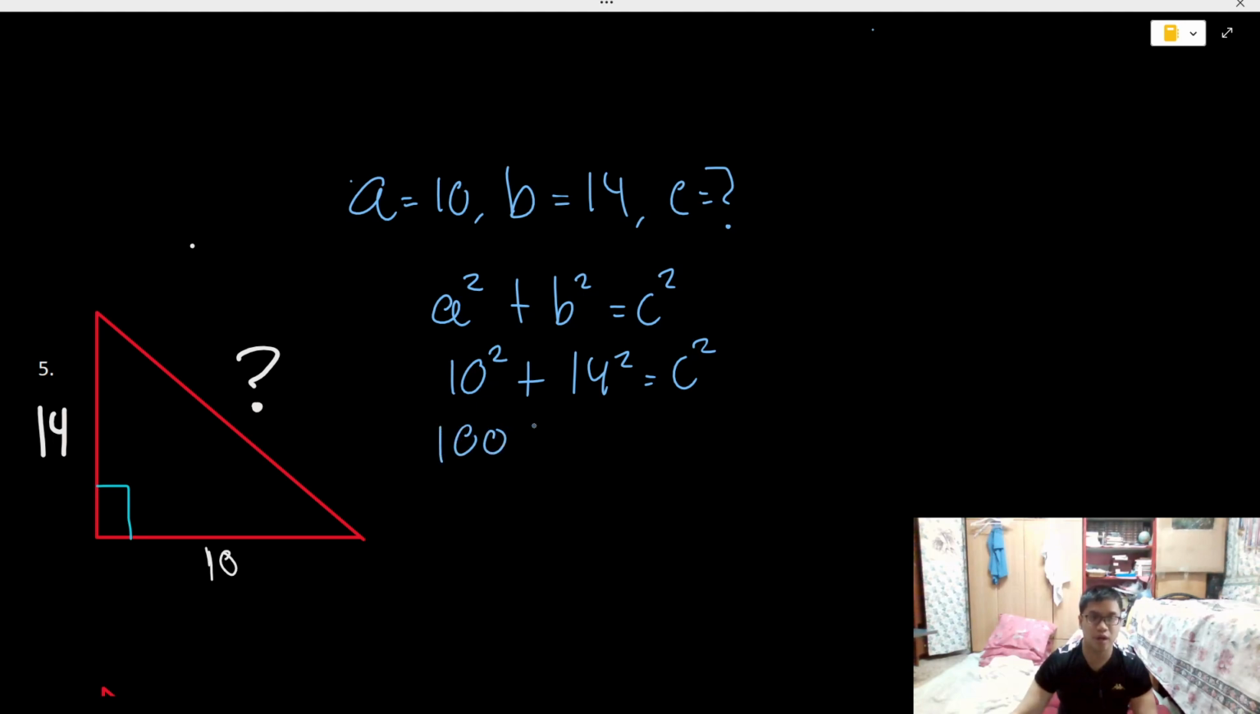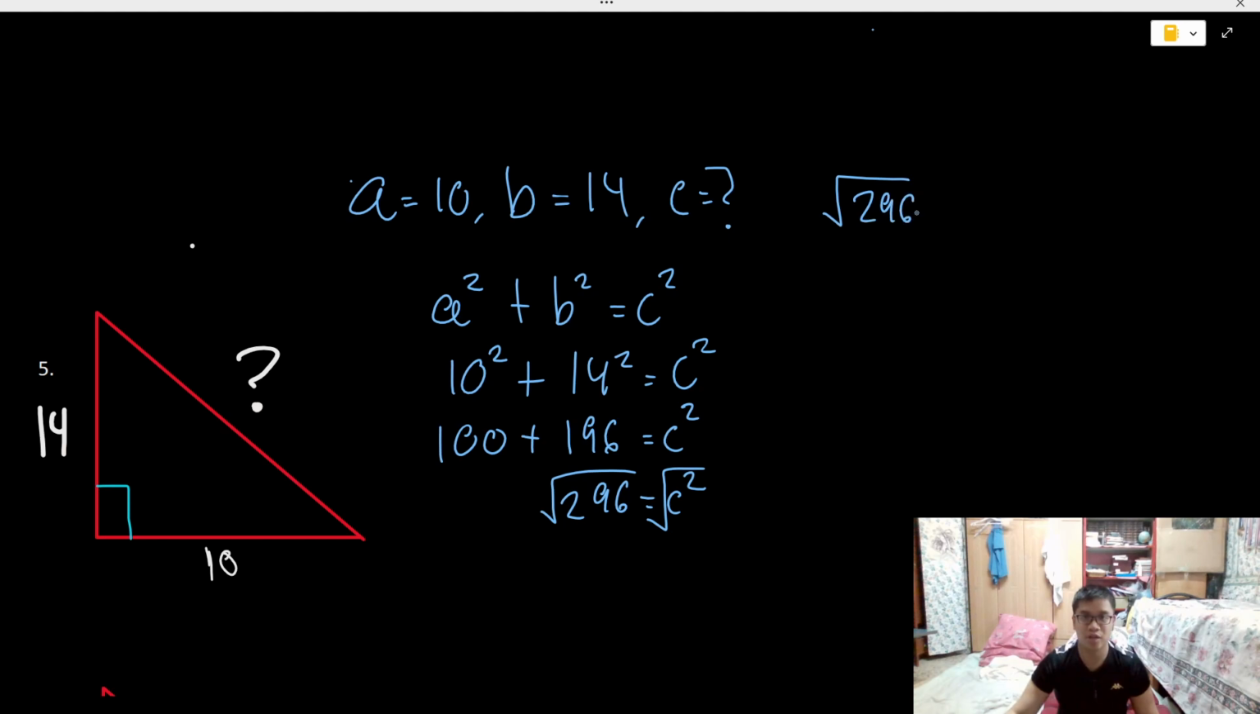So 10 squared is 100, 14 squared though. Wait, I just want to use the calculator. It's 196, right? 196 is equal to C squared. Now, if we add them together, we will have 296. So now let's get our C by square rooting both sides. We will have the square root of 296 is equal to C. Let me take a look if we can simplify that.